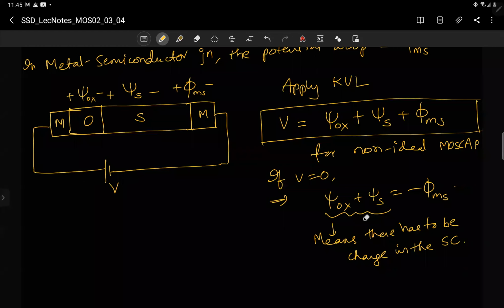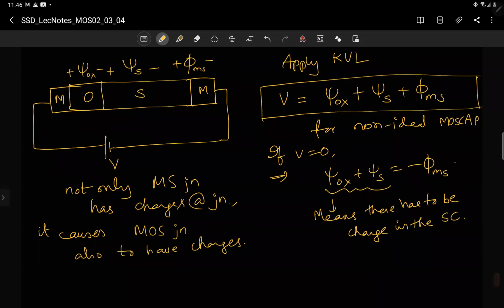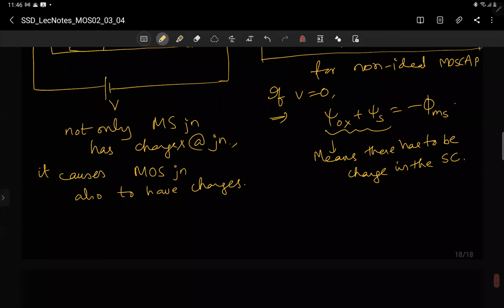And which means clearly the MOS junction, not only the MS junction has charge transfer and has charges at the junction, it causes the MOS junction also to have charges. Okay, so how it is, we will not see for now. We can see later, but you can just draw the band diagram to understand what we are saying.